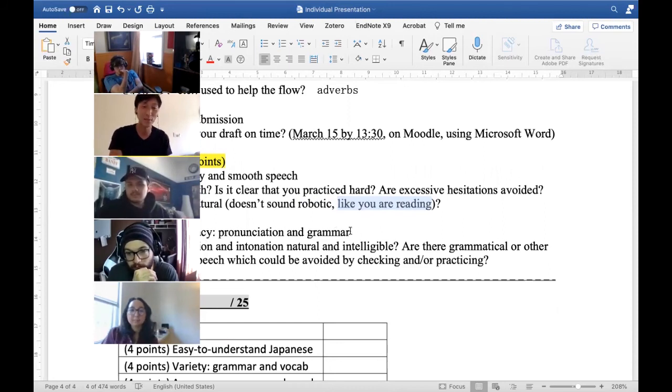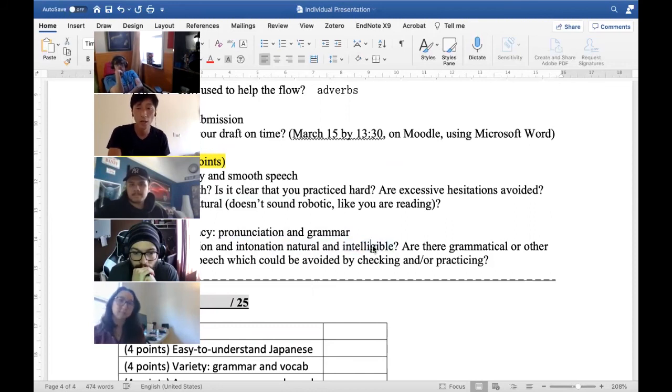So accuracy, pronunciation, and grammar. Is the pronunciation and intonation natural and intelligible? I don't actually care that much about intonation because intonation is kind of different, right, depending on the area they were born. So not that much, but still understandable and intelligible. Are there grammatical or other mistakes in the speech which could be avoided by checking or practicing?